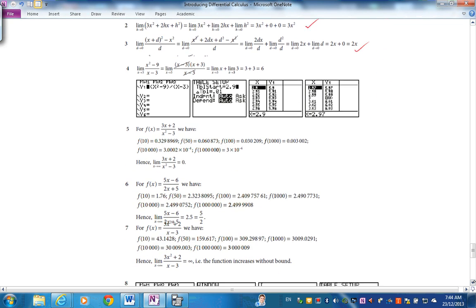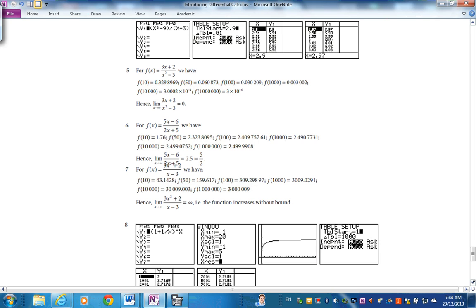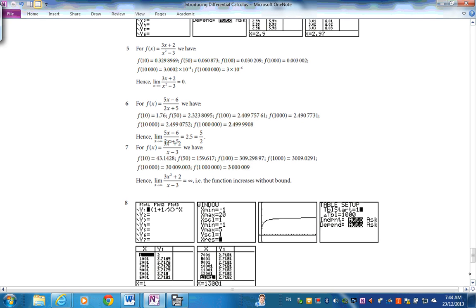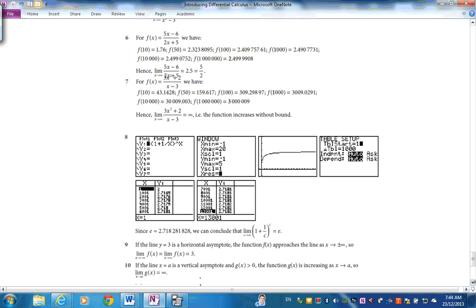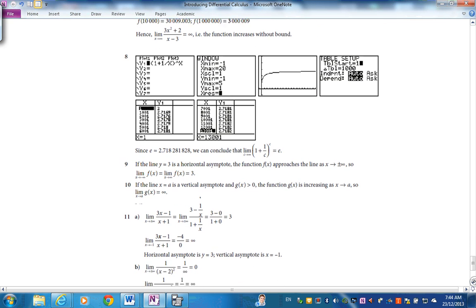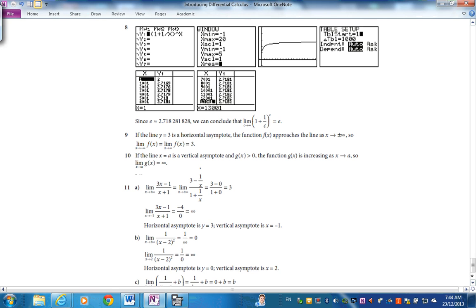Okay, question 5, 6 and 7, let's have a look at those. Again, putting in numbers, getting up close and personal with the function, understanding why it's working rather than just seeing it on the calculator. Okay, and then we'll do 8. I think we can get them all on now. No, 8, 9 and 10. And we'll come and have a look at 11.